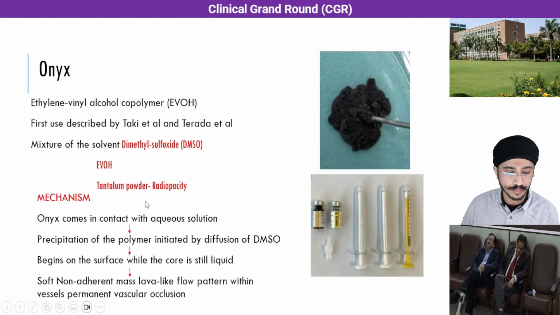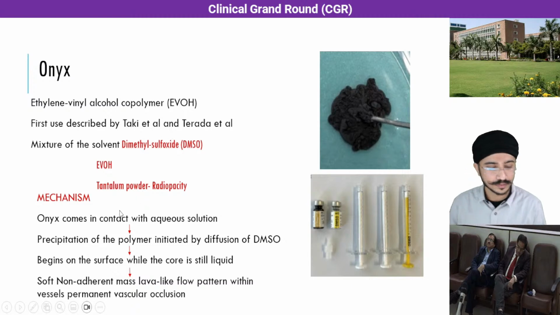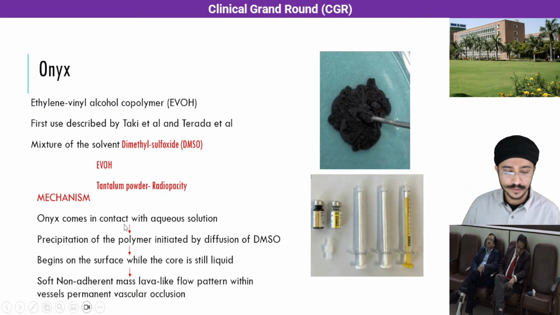So, the mechanism of Onyx is depicted here. Onyx, when it comes in contact with an aqueous solution, causes the precipitation of the polymer, which is initiated by the diffusion of DMSO away from the EVOH. And this precipitation begins on the surface while the core is still a liquid. This results in the formation of a soft, non-adherent, lava flow-like pattern of the Onyx, which causes permanent vascular occlusion.